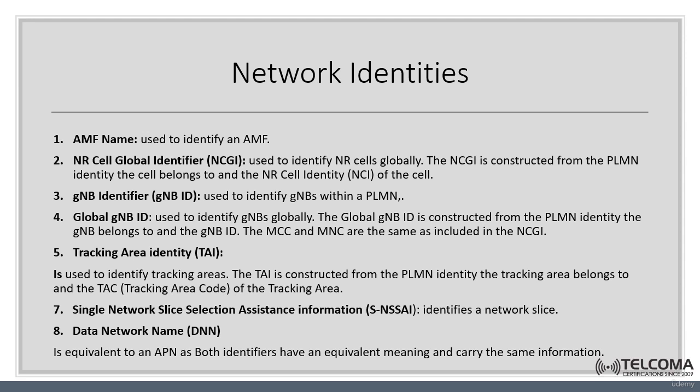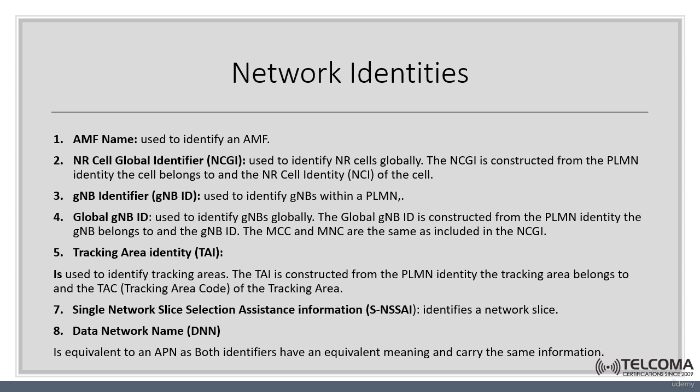The next network identifier is the tracking area identity, the TAI. And the TAI is used to identify the tracking areas. And the TAI is constructed from the PLMN identity, which a tracking area belongs to, and the TAC, which is the tracking area code.